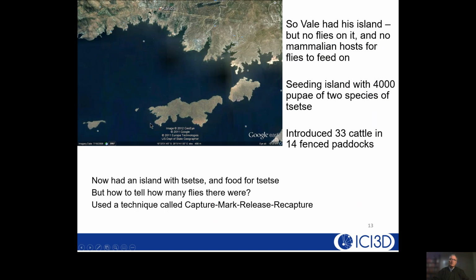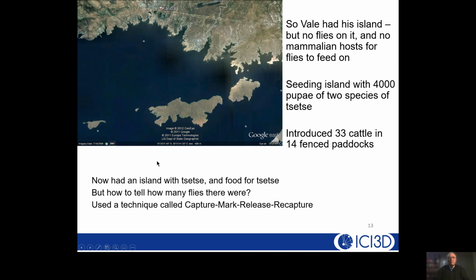So here is Antelope Island, which lies just off Kariba town there. Antelope Island is about 5 square kilometers. When we went there in the late 70s, there were no flies on there, and there were very few wild animals, just a few impala and baboons. So basically what Glenn did was to put on 4,000 pupae, and also introduce 33 cattle, put them in fenced paddocks, so that there was lots for the tsetse to feed on, because all they feed on is blood. Both the male and the female feed only on blood.